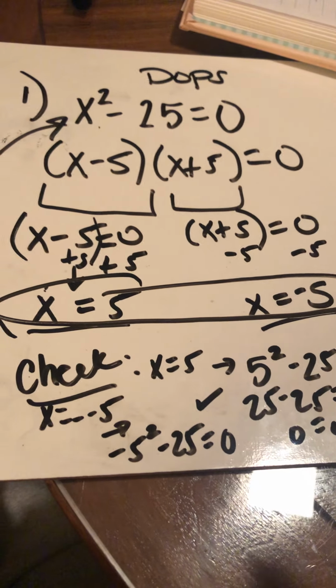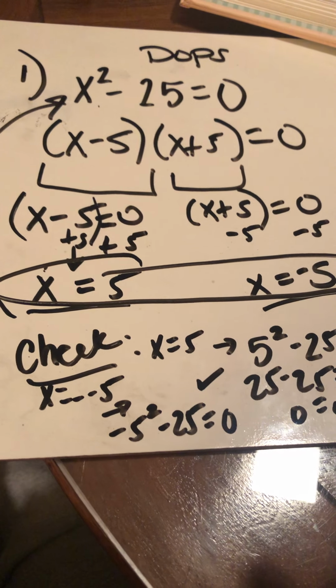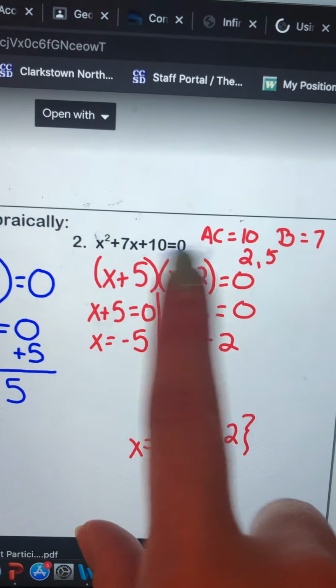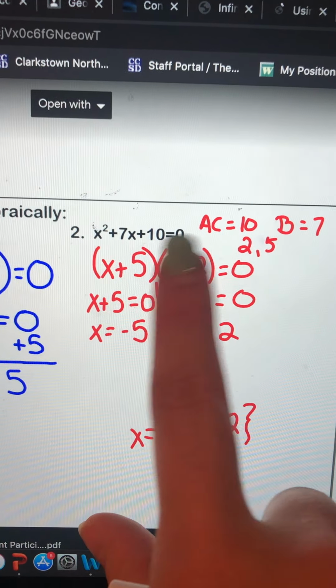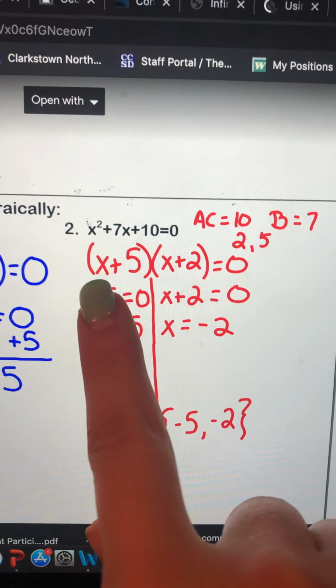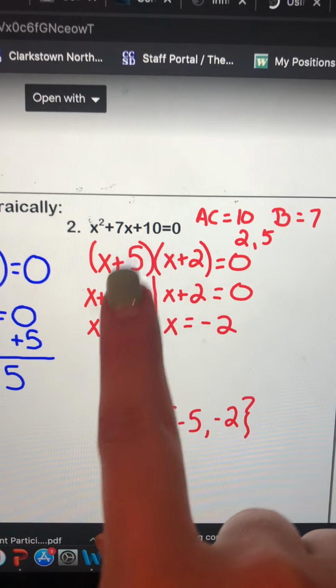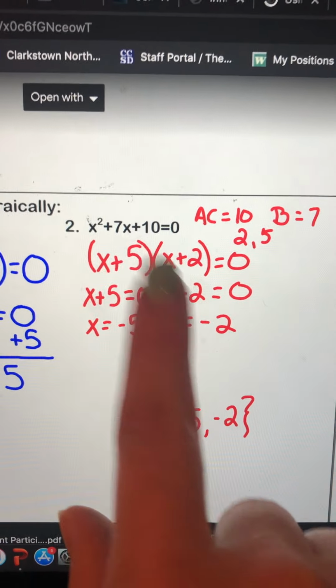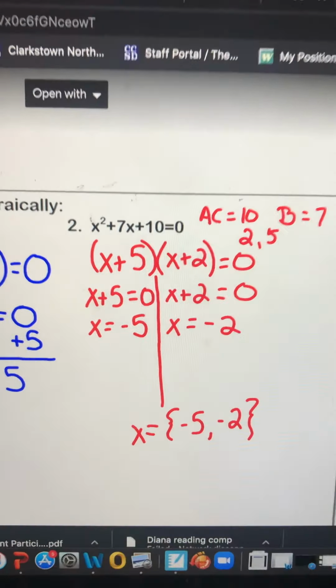So let's look at the other one. So we factored it out, right? What two numbers multiply to make 10 and add to 7? 2 and 5. So again, we factor it out. We're doing the same process we've been doing. We're just setting it equal to 0. We're solving for x. What could x be to make it 0?